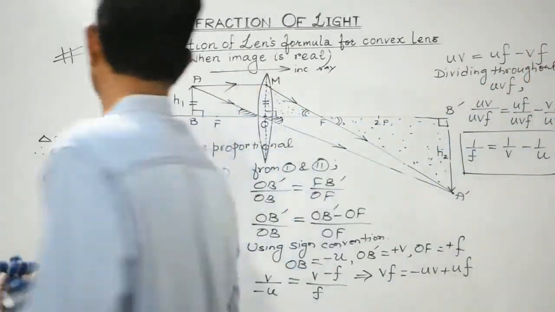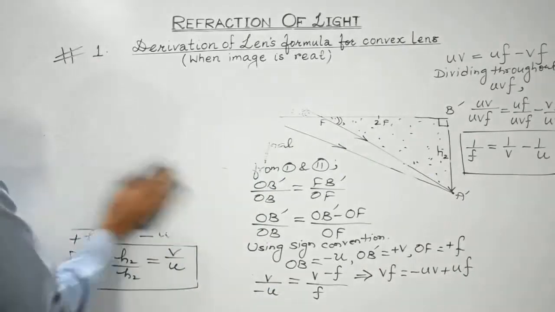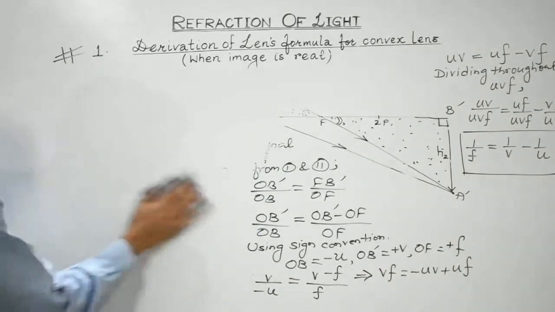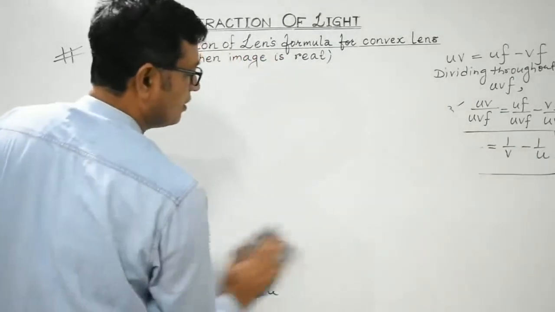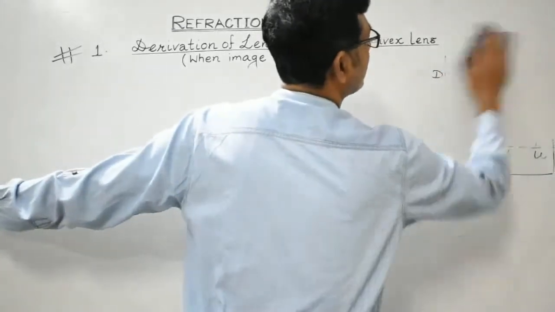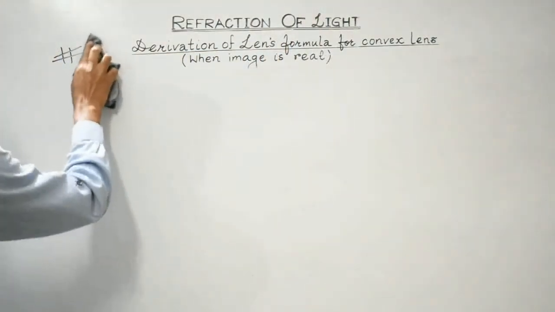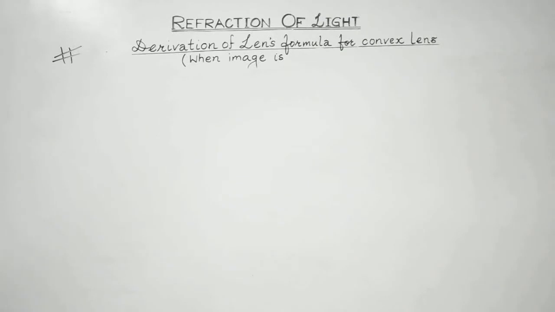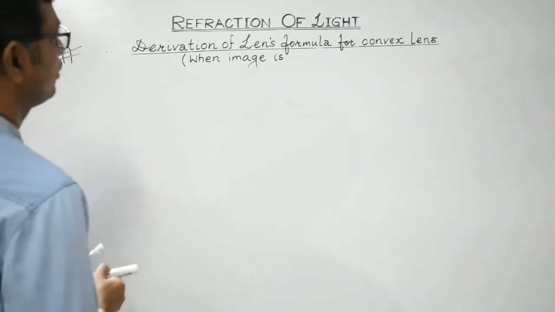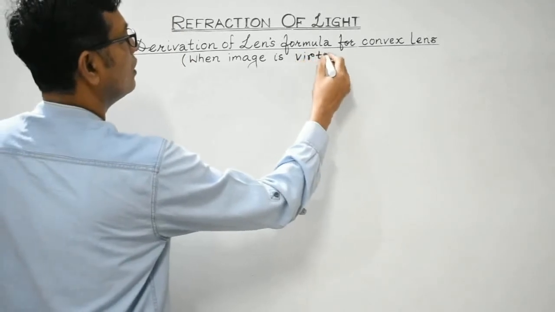So let's consider case number 2. Let's try case number 2. Here ensure to place the object between the optical center and the focus. Let's start with case 2, when the image is virtual.